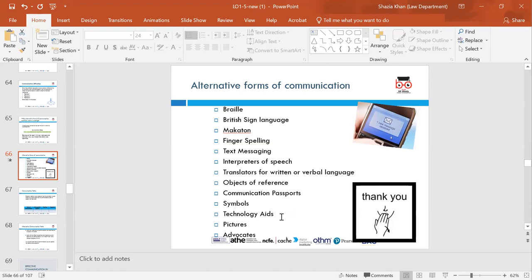Electronic devices can be used both to send and receive messages. It's important to give the person using a communication device enough time to use it when they are communicating with them, because it's important that they are able to communicate what they want to say.